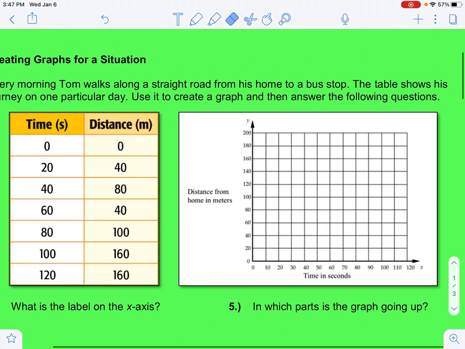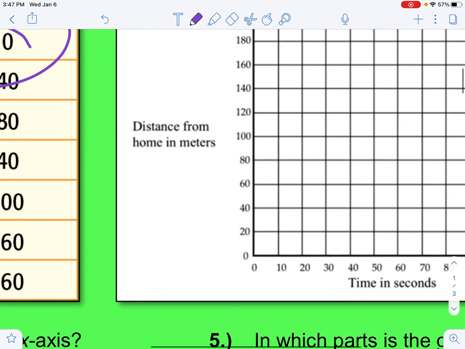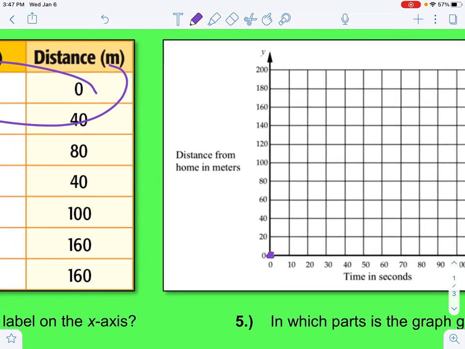Alright, so if you notice, they already labeled everything and they put our scale on our graph. Our time is our x value, that's in seconds, and our distance is our y value, and that's in meters. Alright, so let's get started. Our first point that we need to plot is 0, 0. That's an easy one, just right down here at the bottom.